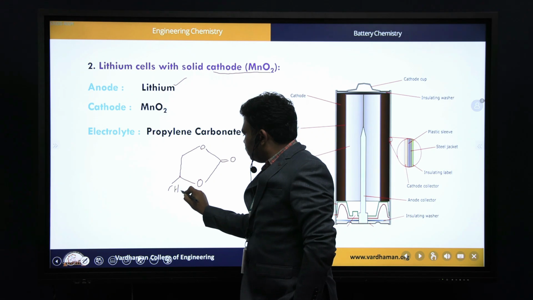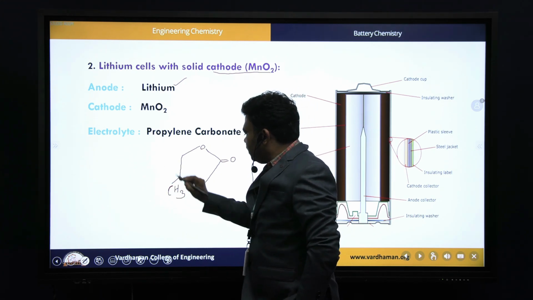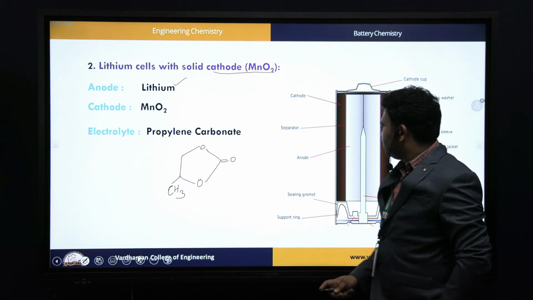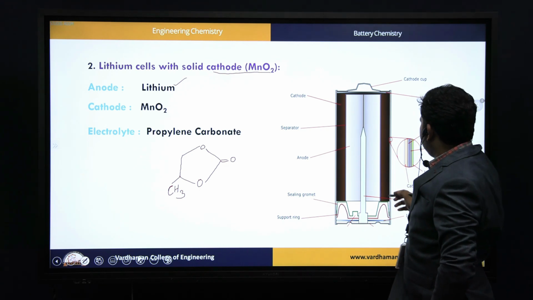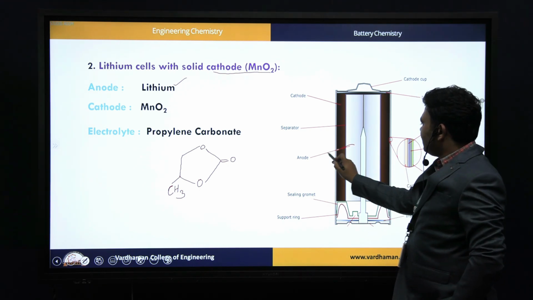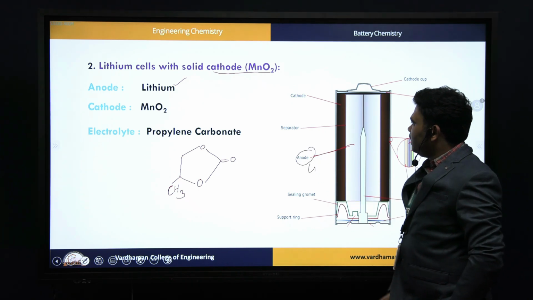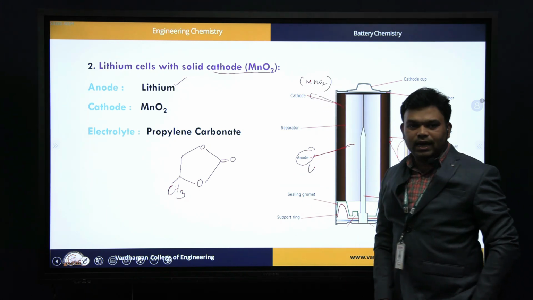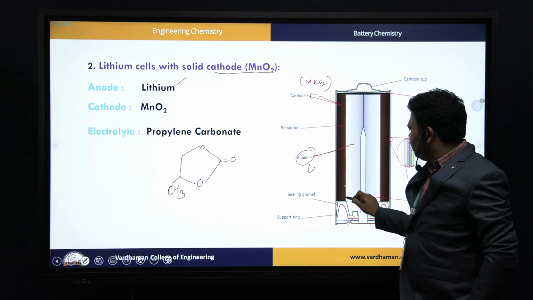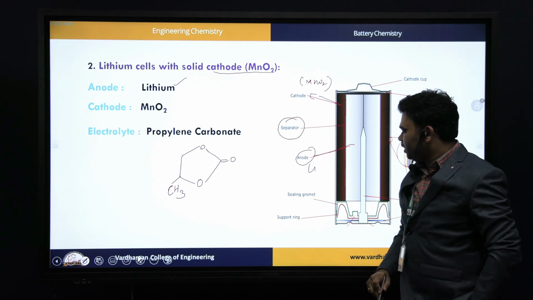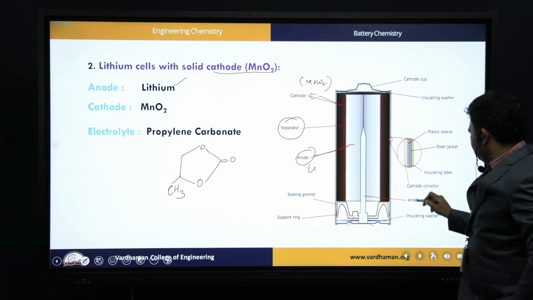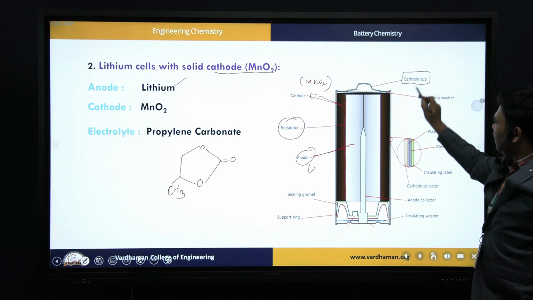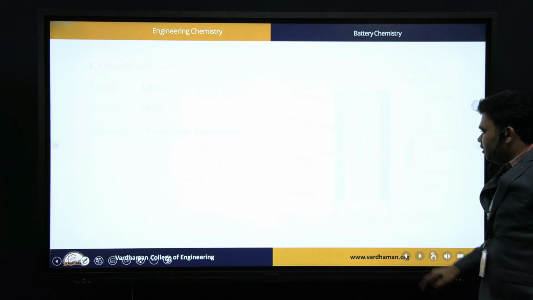This is the structure of propylene carbonate. The role of the propylene carbonate is that it acts as the electrolytic solution. Now we are observing the diagrammatic representation. Here lithium acts as the anode. This is manganese dioxide, which acts as the cathode, and this is a separator, which is used to separate the anode and cathode. The other part used in the construction is a cathode cup, which is present above the battery.